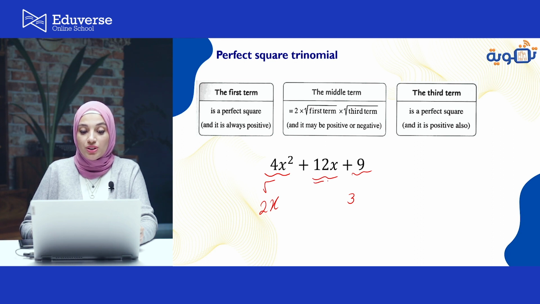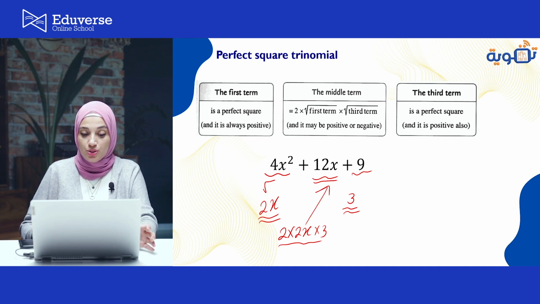Let's check how to get the middle term. Will I be able to get it using the first and the third here? Okay, it can be got by multiplying 2 by 2x by 3. Will it give me this result, 12x? Yes, 2 times 2 equals 4, multiply 3 equals 12, so it's 12x. So yes, this trinomial here is called a perfect square.